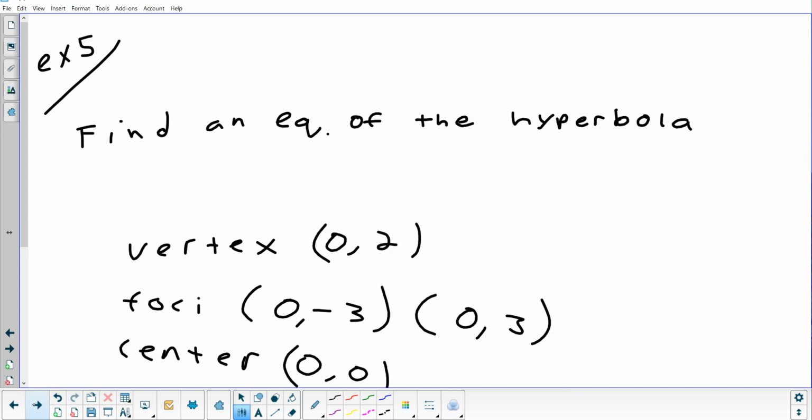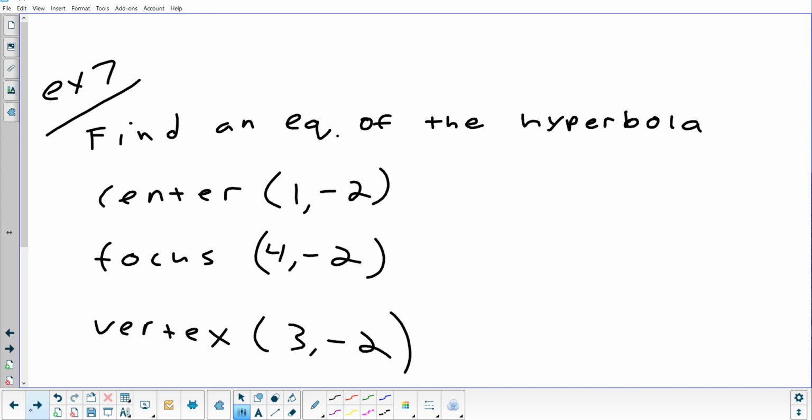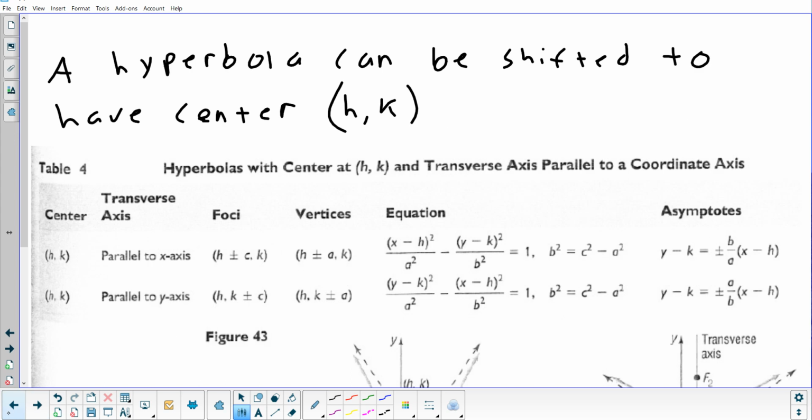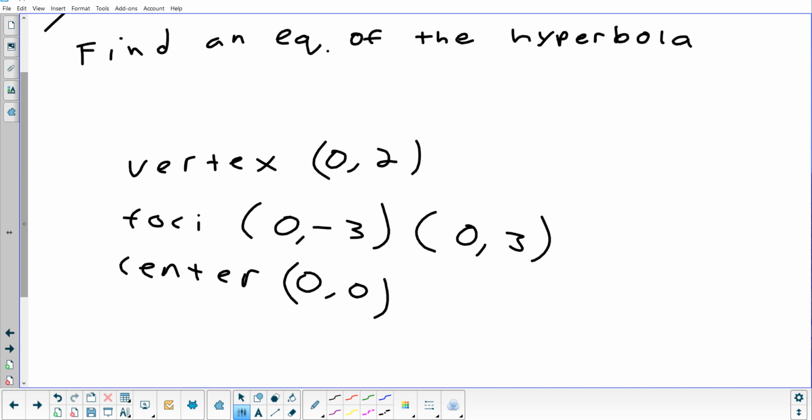I had one where you have to find the equation. Does anyone want me to go through the type where you have to find the equation? Maybe you had something like that on a test. Any concern on how you would do it? I do have one more find the equation. It's going to be not centered at the origin. But does anyone want to see this one? Sure.